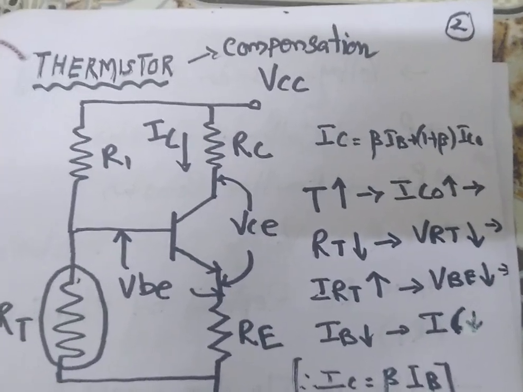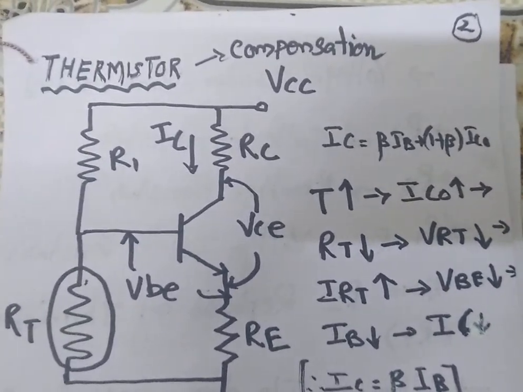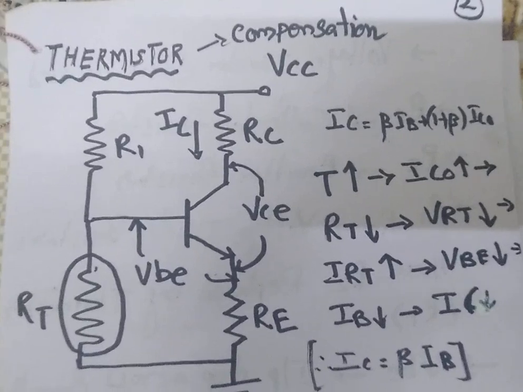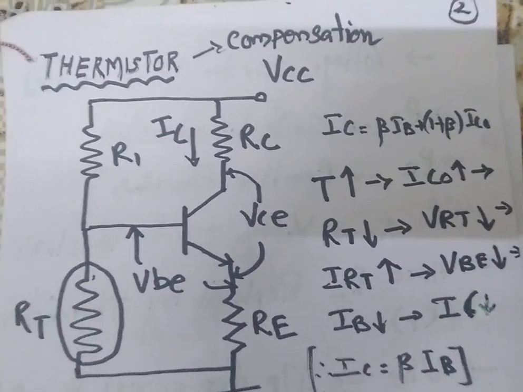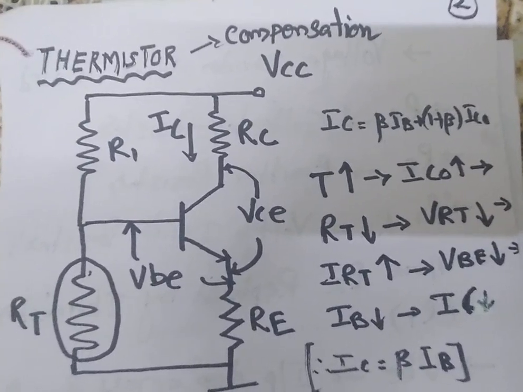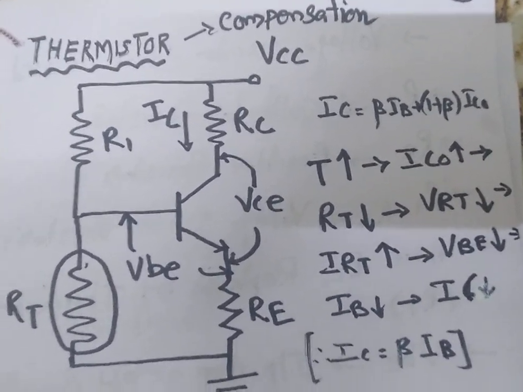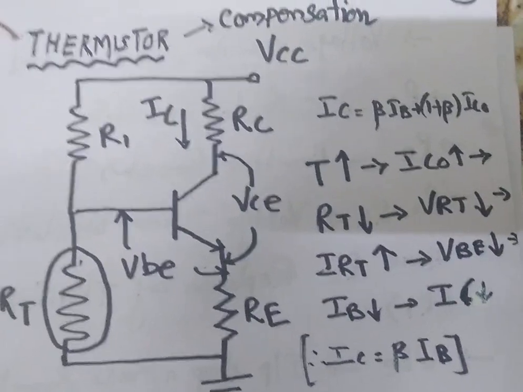Good evening students. Based on your request for this video, we will cover compensation. There are three types of compensation: one is diode compensation, another is thermistor compensation, and the third is transistor compensation. Now we see the thermistor compensation.